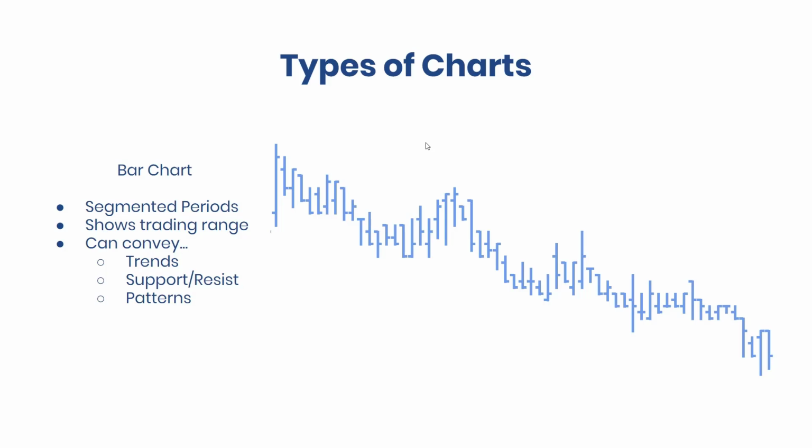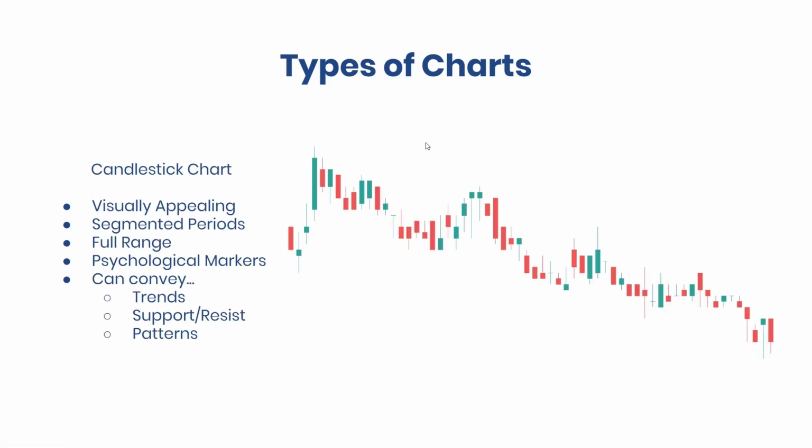Another way to show this information is through the candlestick chart. And the candlestick chart is the most common chart that we are going to use throughout almost all of our trading. It is a very visually appealing representation of price data, just like bar charts. Each candle, as we call them, or bar here, represents a segmented period of time. Again, it can be 5 minutes, it can be an hour. It doesn't really matter. This is 5 minutes, this is 5 minutes.